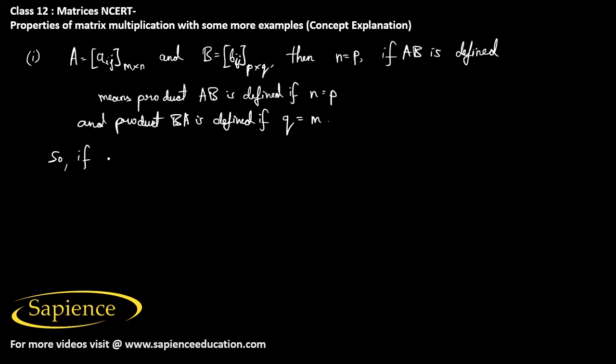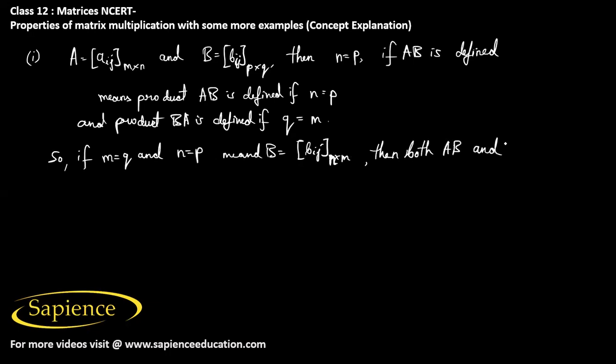So if M is equal to Q and N is equal to P, it means B should be of the order N cross M, since P is equal to N and Q should be M. So if A is of the order M cross N and B is of the order N cross M, then both the products AB and BA are defined.